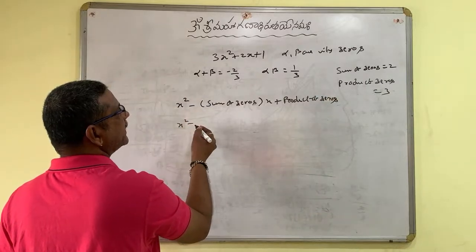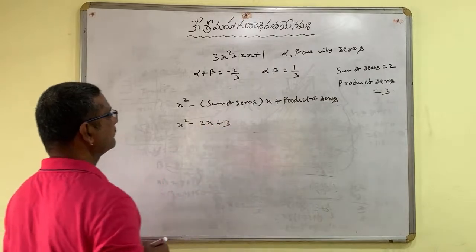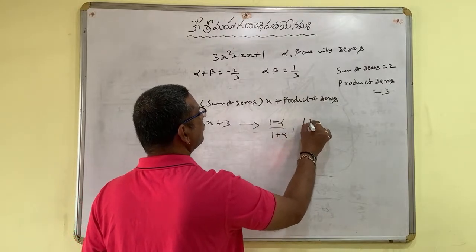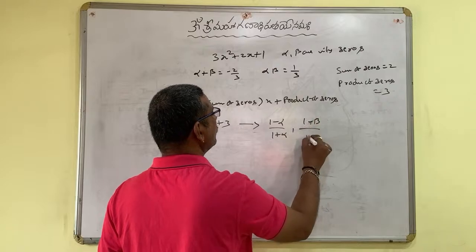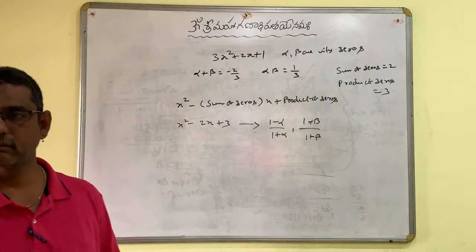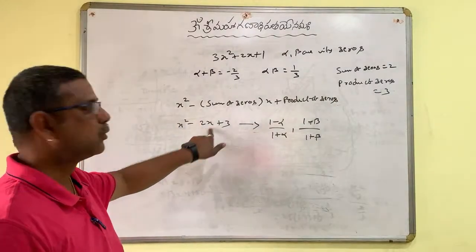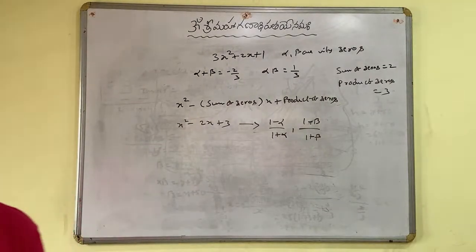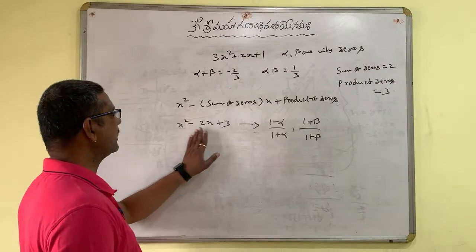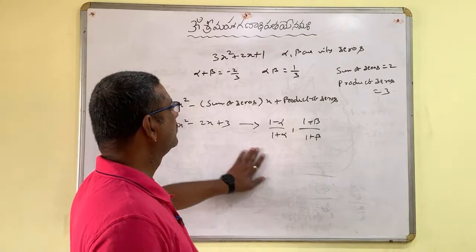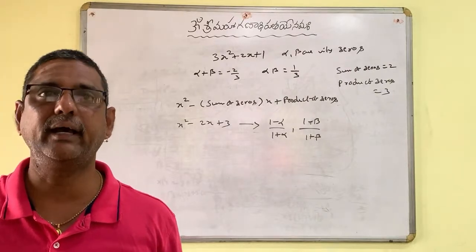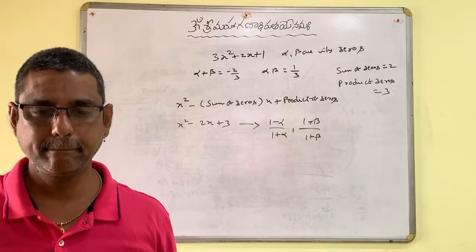So x square minus 2x plus 3, whose zeros are 1 minus alpha by 1 plus alpha, comma 1 minus beta by 1 plus beta. This is the polynomial whose zeros are these two. That is what you have to understand. Big question. X square minus 2x plus 3 is the polynomial whose zeros are 1 minus alpha by 1 plus alpha, comma 1 minus beta by 1 plus beta. Okay, na?